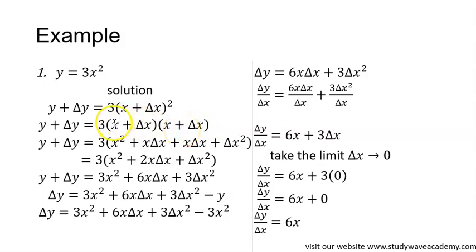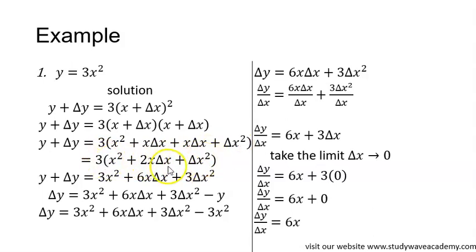We go further again. y plus the change of y is equals to 3. x times x will give you x squared. x times the change of x will give you x, the change of x, plus the change of x times x is going to give you x, the change of x, plus the change of x times the change of x is going to give you the change of x squared. What do we do next? We simplify further, which is equals to 3 bracket x squared plus x the change of x plus x the change of x, which is like them. We add it together, we have 2x the change of x plus the change of x squared.